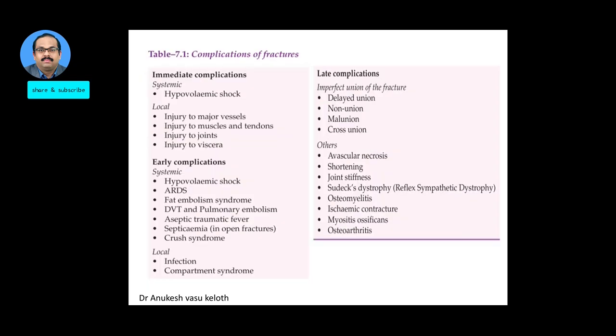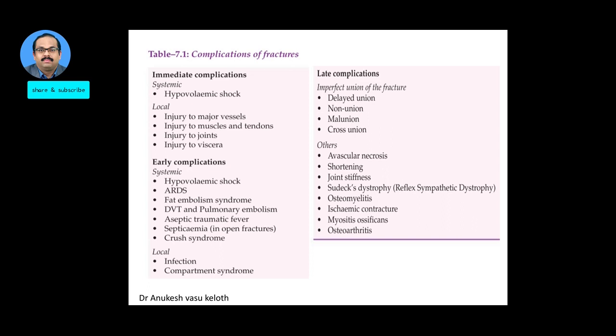Now, before ending, we'll have a few words regarding complications of fractures. So the immediate complication is obvious, the same as that of the trauma. So you can have a hypovolemic shock, injury to vessels, injury to muscle, injury to tendon, injury to joints, and injury to organs. The early complications again include the same: shock, acute respiratory distress syndrome, fat embolism syndrome, deep vein thrombosis, pulmonary embolism, aseptic traumatic fever, septicemia, crush syndrome. And local causes which may develop in the early period: infection, compartment syndrome.